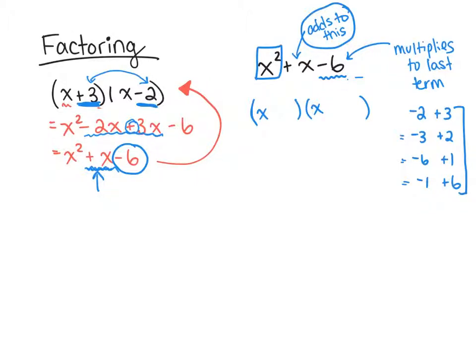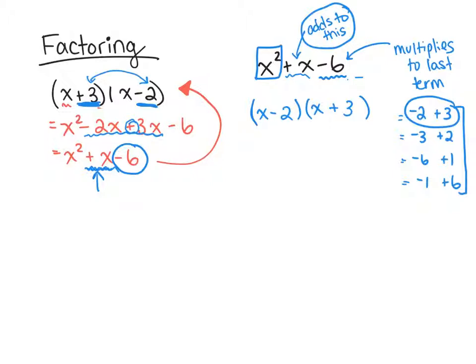Okay, so as you can see, this adds up to 1, which is what our middle term is. So that's why we're going to use these terms right here. We pop the -2 and the +3 into the brackets. And if you're not sure if that works, you can just expand it out like we already learned how to do and then double check it.